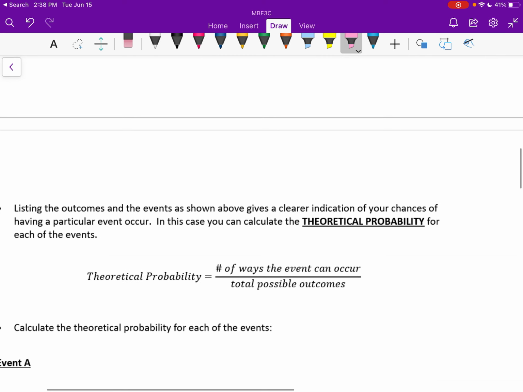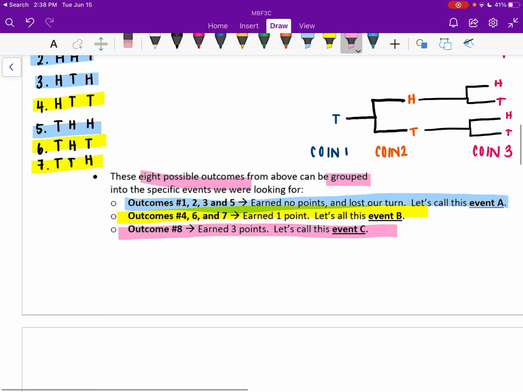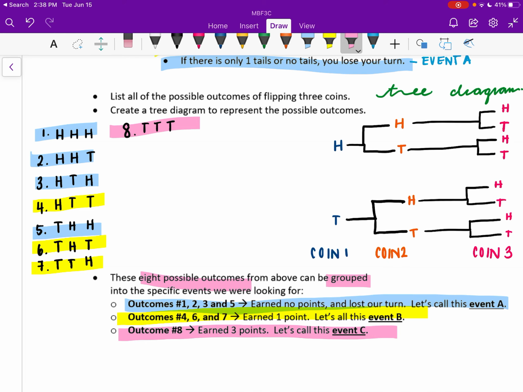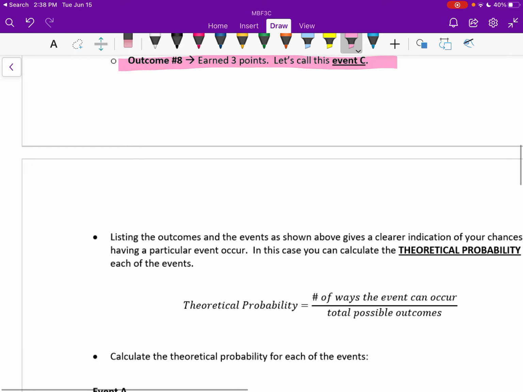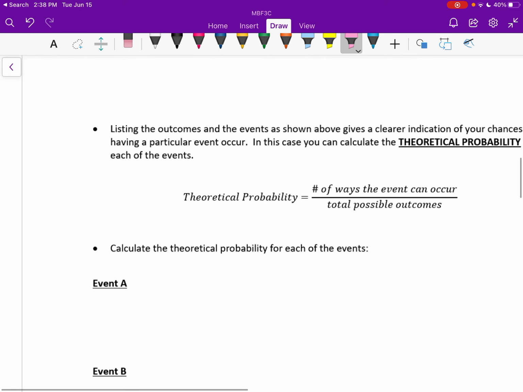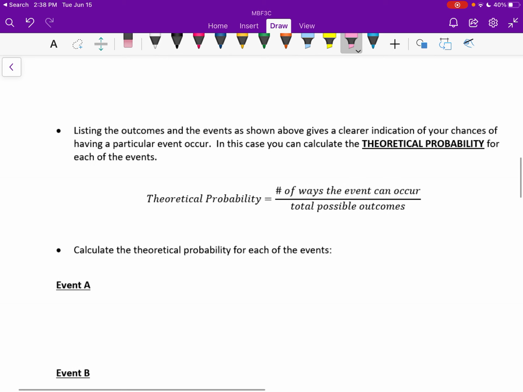What happens when you list the outcomes as events is it just shows you a clear indication. Now I can just go back and find out, do I know what I'm looking for and the probabilities I'm looking for? I have a visual representation, right? Instead of just having to go back and count every time. So in this case, we can actually calculate theoretical probability for each of these events.